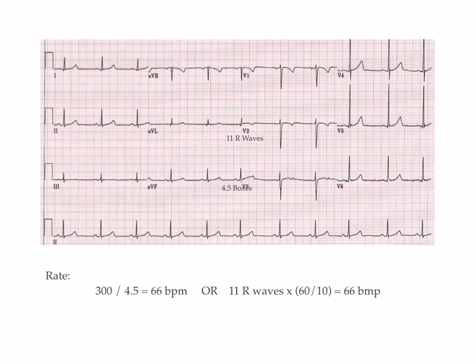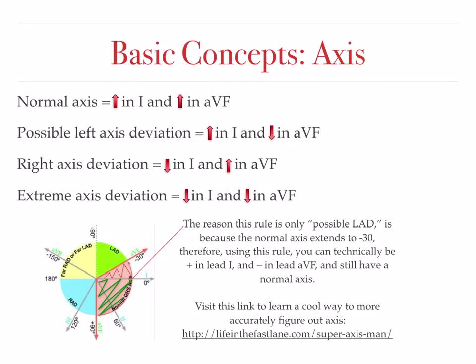So if you take 11 times 60 divided by 10, which is 6, you're going to get 66 beats per minute, which is equal to approximately the same rate that we got by using the 300 method. So let's move on to our next basic concept, and that is the axis.